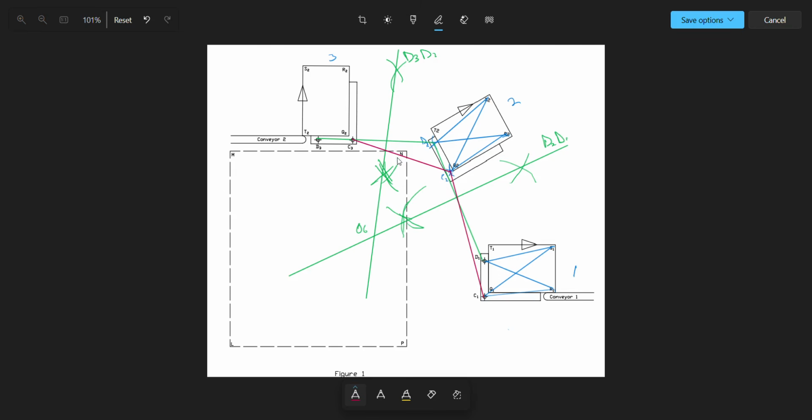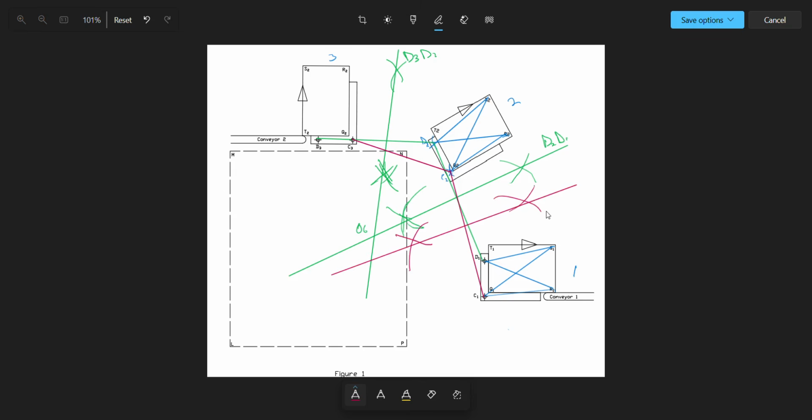So after that, you are going to bisect C3, C2, and then C2, C1. So let's start from C1. You stand at C1, you open your compass more than half, you draw an arc. You stand at C2, you open your compass more than half, you draw an arc, and then you draw a line to pass through it. That's your perpendicular bisector.